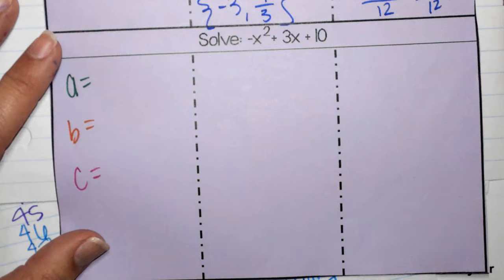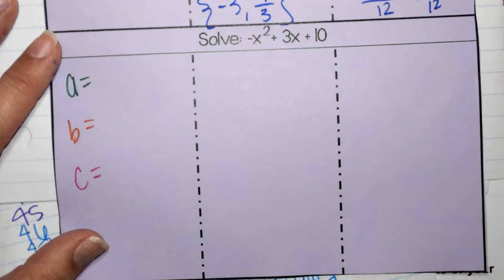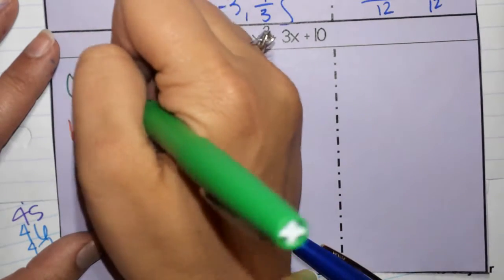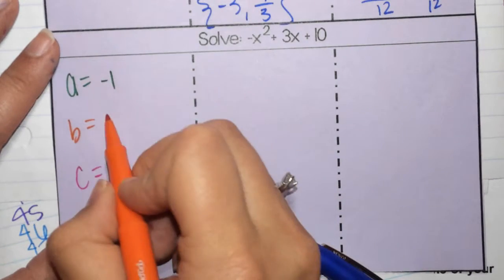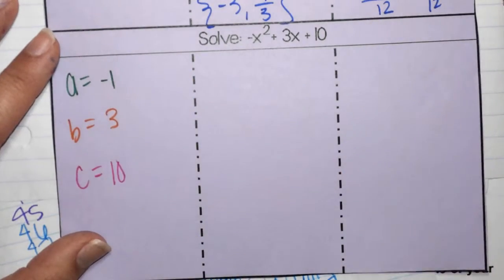Wait, do you want to go through the whole thing? No, just identify A, B, and C so far. That's all I want you to do. All right, what's A? What's B? What's C?